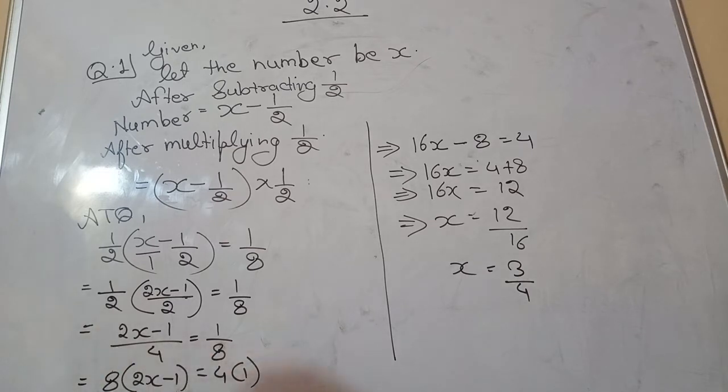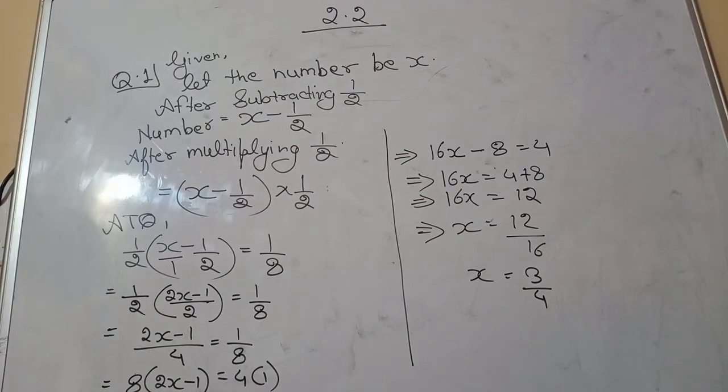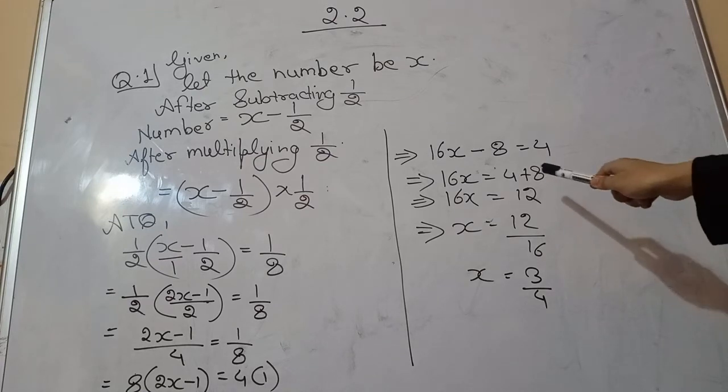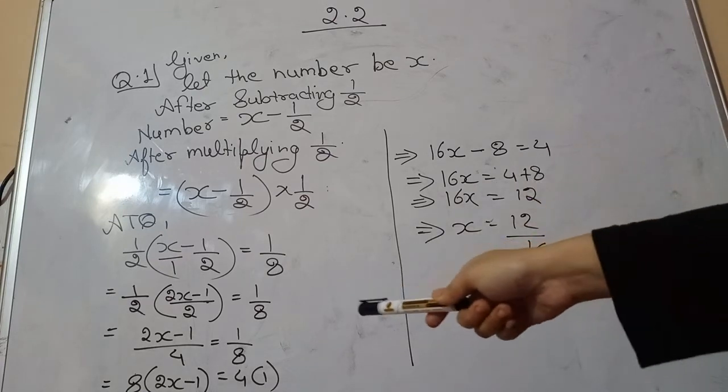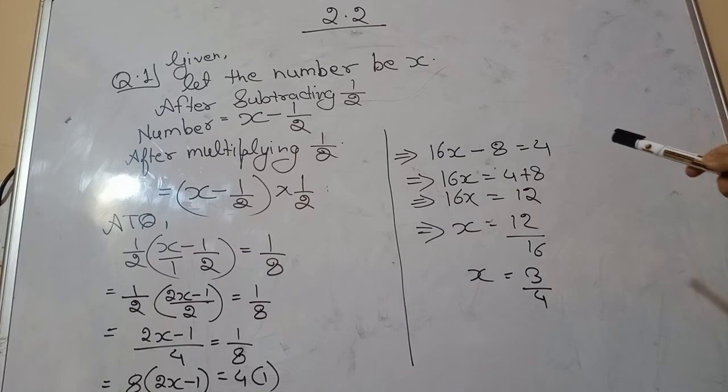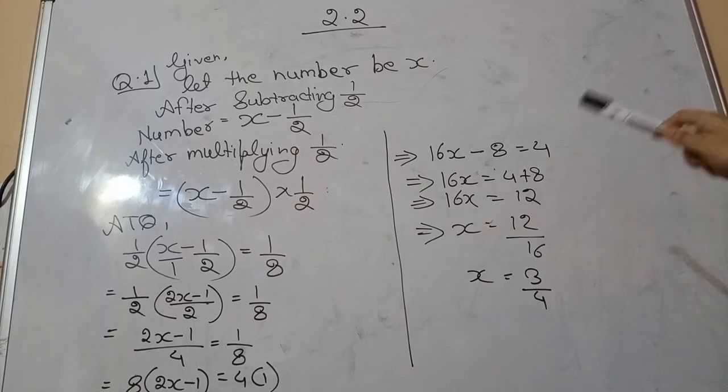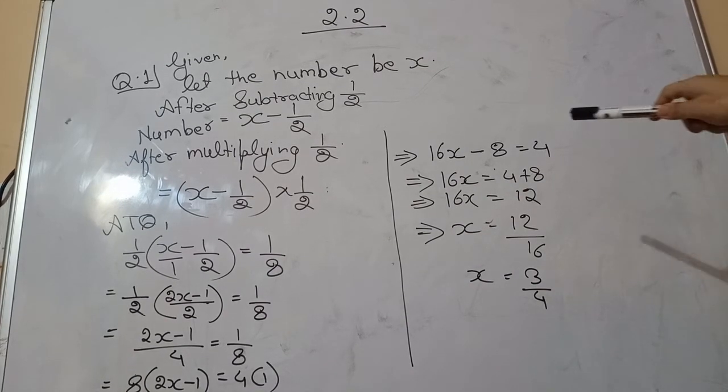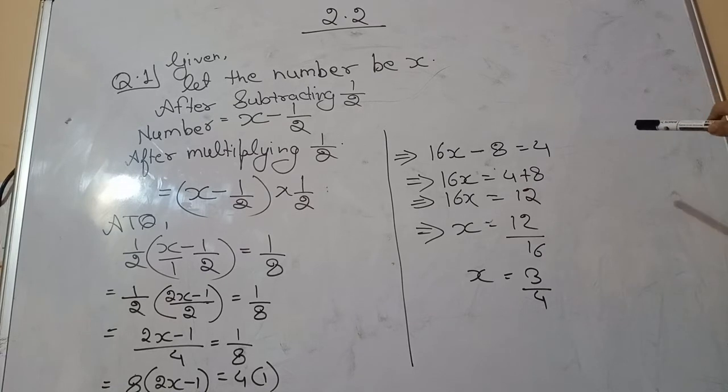8 multiplied by 2x minus 1 and 4 multiplied by 1. Now, when we solve the bracket, here you can see 16 minus 8. Okay, 2 multiplied inside the bracket. So, how much? 2 8s are 16 and 2 4s are 8. So, 16x minus 8 is equal to 4.